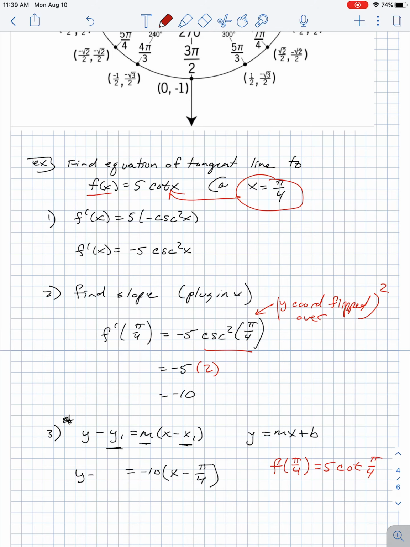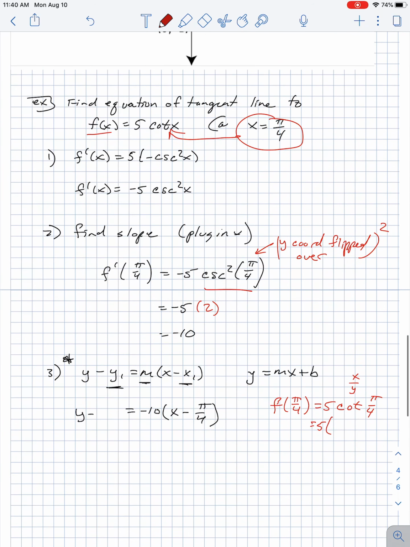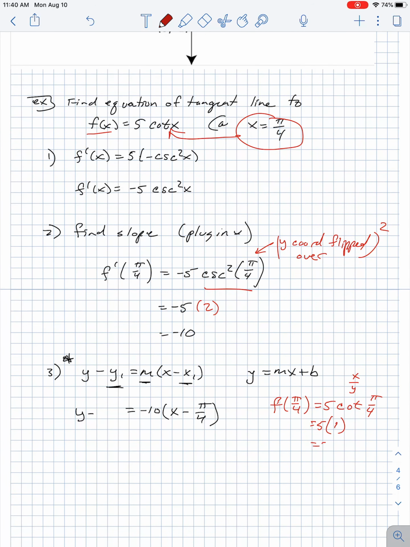So I plug pi over 4 in, and this is going to be 5 times the cotangent. Now the cotangent is the x over the y at pi over 4. So it's those two divided. So let's take a look. At pi over 4, the x divided by the y, that's root 2 over 2 over root 2 over 2, which is 1. So the cotangent is 1, and so that means that my y coordinate is 5. And that is the equation of the tangent line.